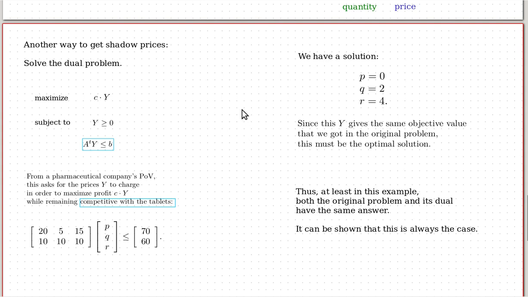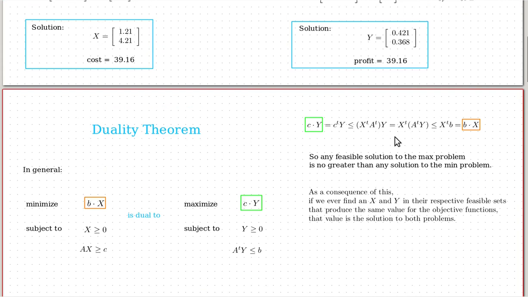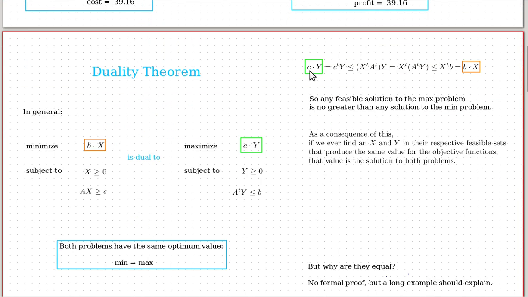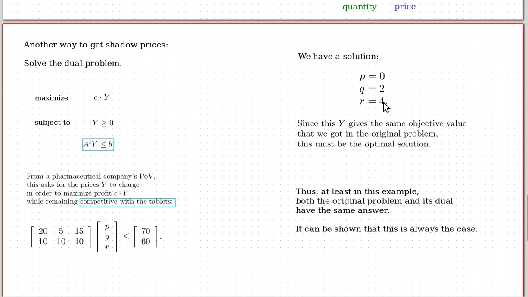And furthermore, because it gives the same objective value that we got in the original minimization problem, we know that this must also be the solution to the maximization problem, right? Because of this inequality we saw earlier, the solution to the maximization problem is always less than or equal to the solution to the minimization problem. If they're ever equal, which they are in this case, right?